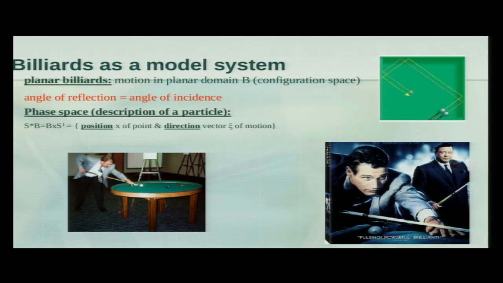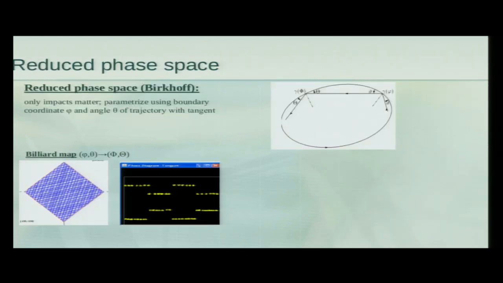And this is called the phase space of the billiard. Geometrically, it's just the billiard direct product with the circle of directions. So it's a three-dimensional phase space. Now, to illustrate the way billiard motion happens, three dimensions is kind of complicated. We can't visualize it. So people use a two-dimensional model, which is called a reduced phase space. I think Birkhoff initiated it.